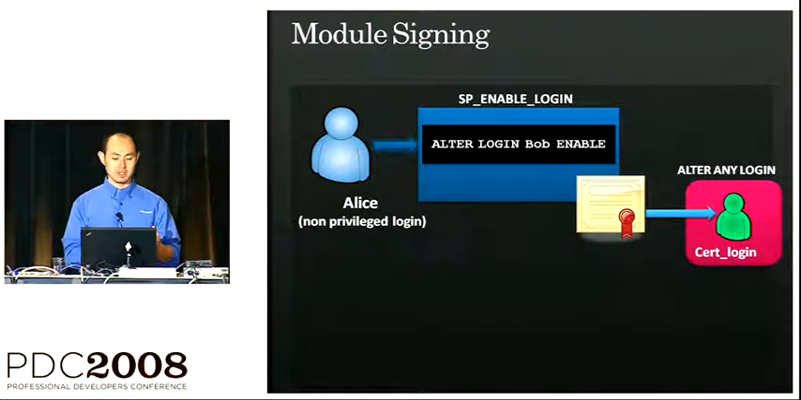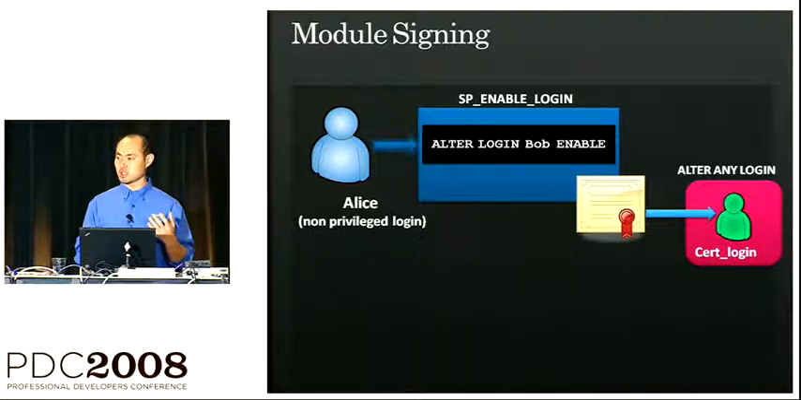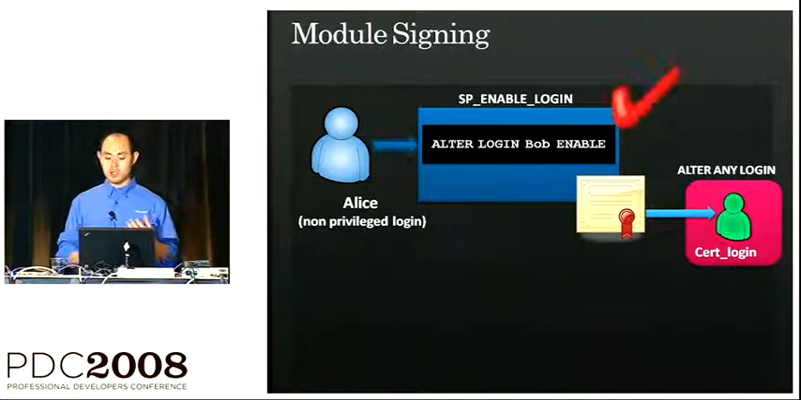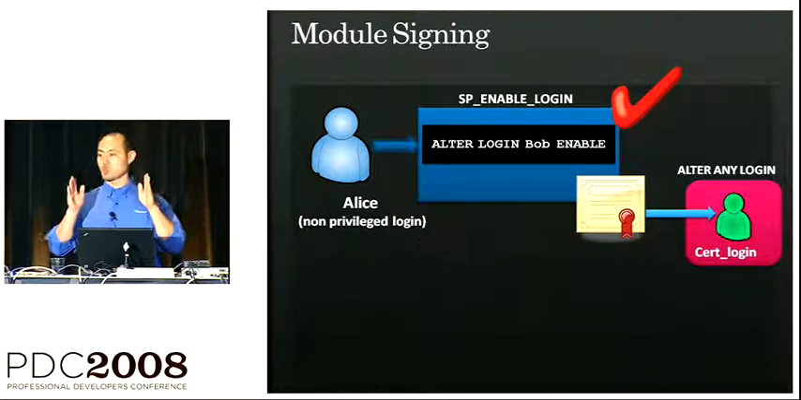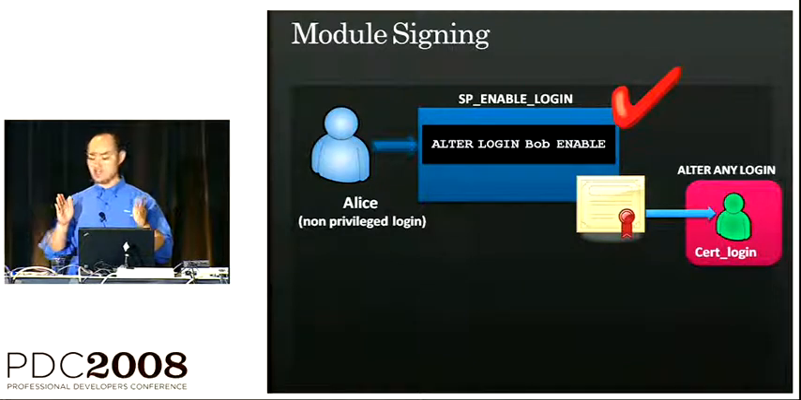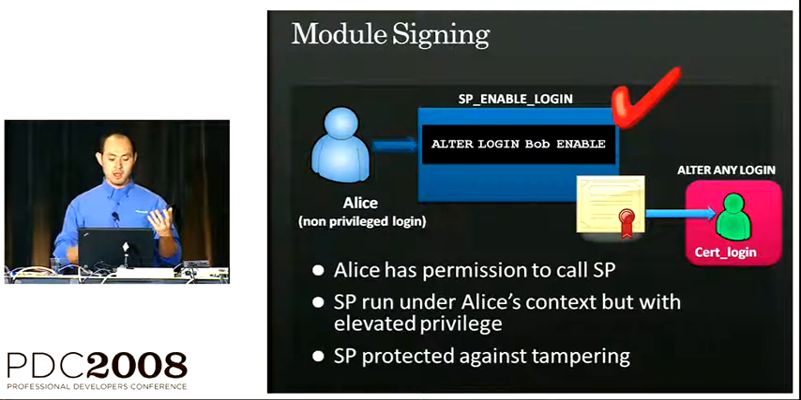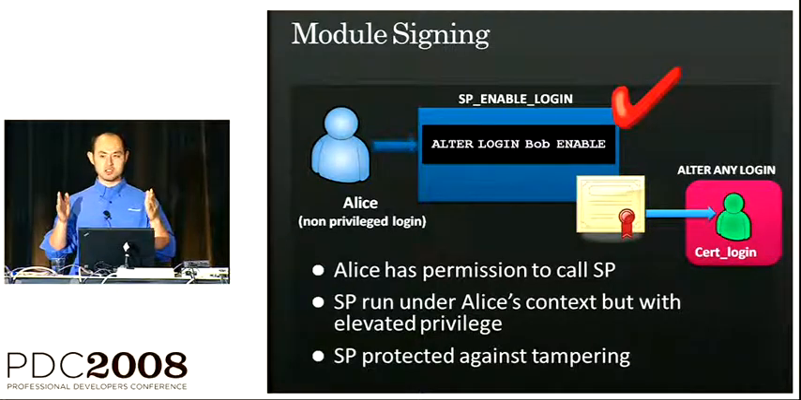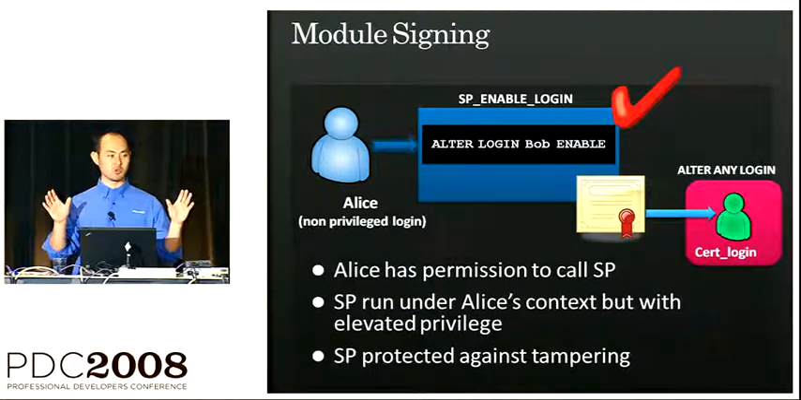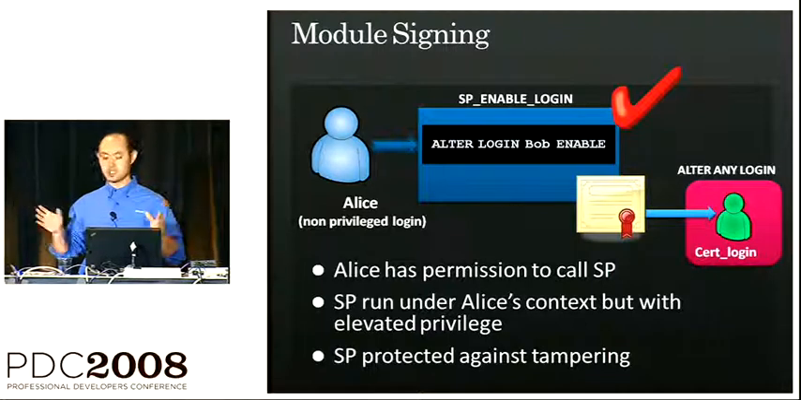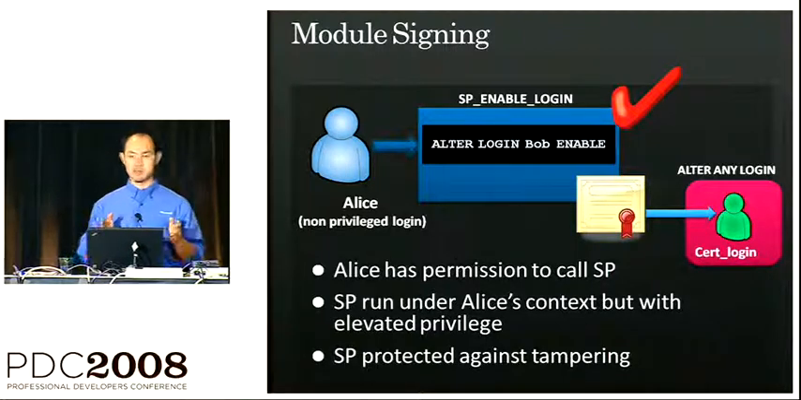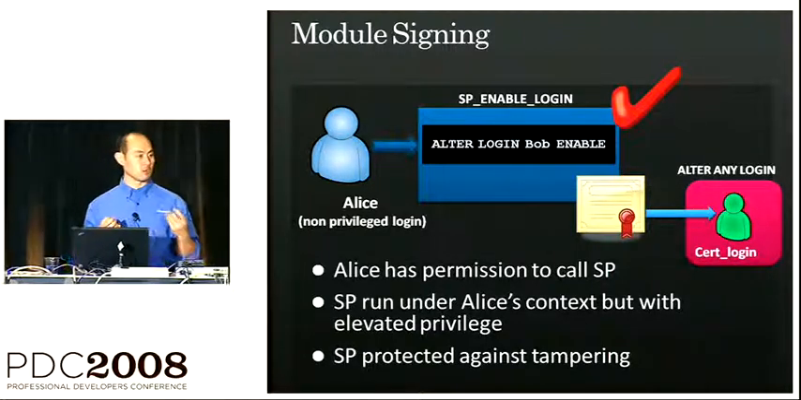So what's going to happen is that when Alice executes the stored procedure, she is automatically going to be able to enable Bob's login, because within the context of the stored proc, she actually gets this ALTER ANY LOGIN permission. And it's all done within Alice's context. So Alice hasn't changed to anyone. She's not executing as anyone else. She's still executing as herself, but she has this extra permission while she's running the stored proc.